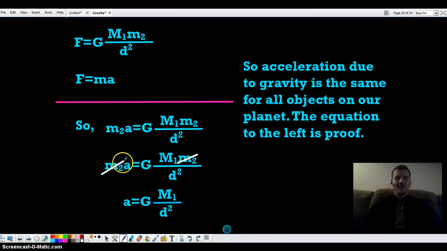But as far as what masses we're dropping, those canceled out. They make absolutely no difference. That is it for gravity.